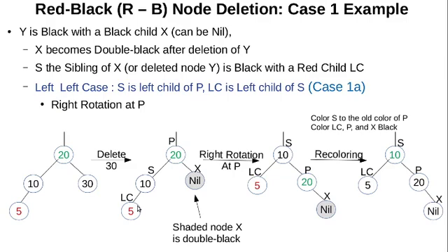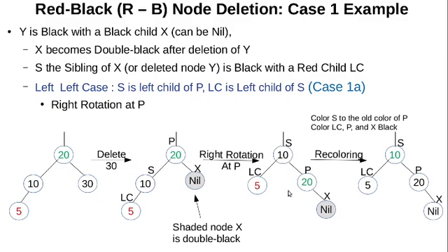Here S is the left child of P and the red node LC is the left child of S. This is a left-left case and a single right rotation at P is required. When we do right rotation at P, S moves up and P falls on its right.